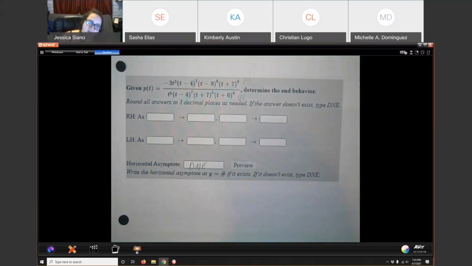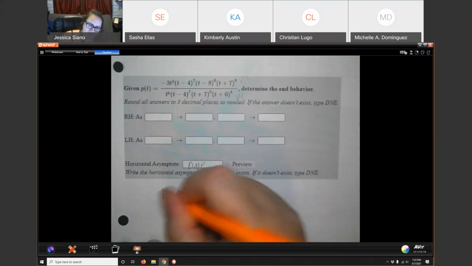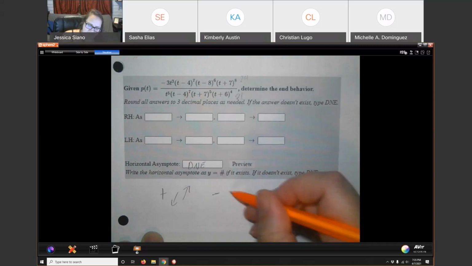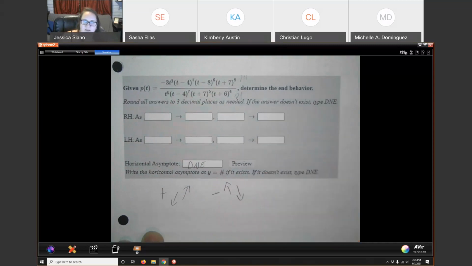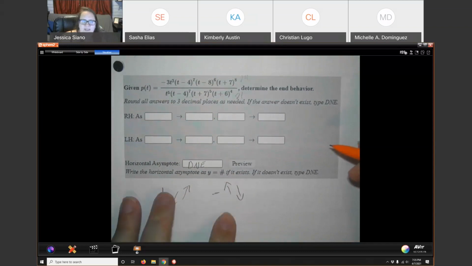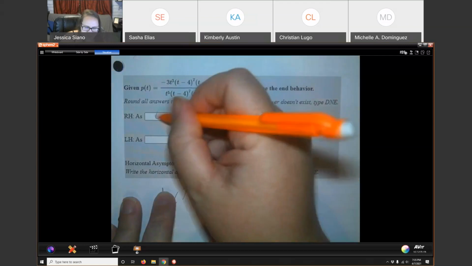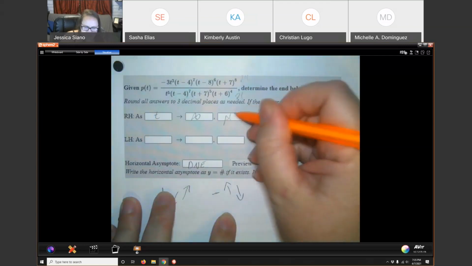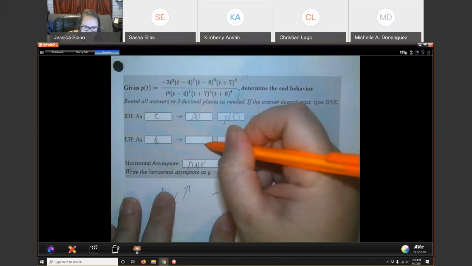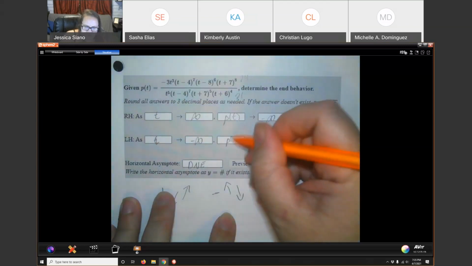And your end behavior here then depends on your leading coefficients. If you have a positive leading coefficient, then your end behavior looks like this. If you have a negative leading coefficient, then your end behavior looks like this. So a negative leading coefficient here means that as t goes to the right, p of t goes down, and as t goes to the left, p of t goes up.